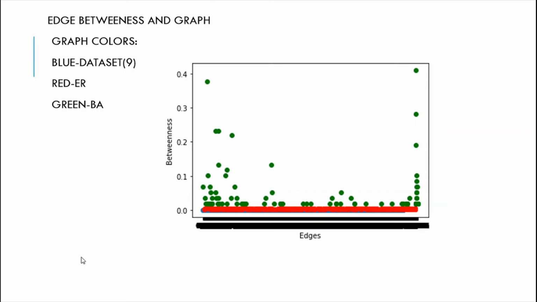For edge betweenness, again we'll use the same notations: blue for dataset, red for ER and green for BA. Edges are unique to each other and are distinctly separated. A NetworkX function was used for calculating this because it would take a lot of time if we calculated it manually.